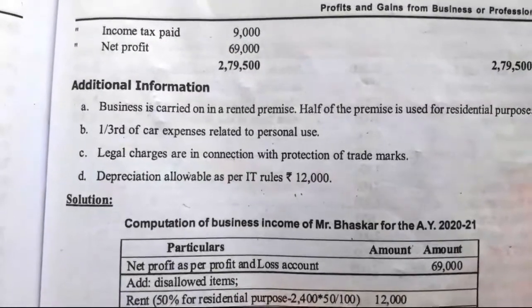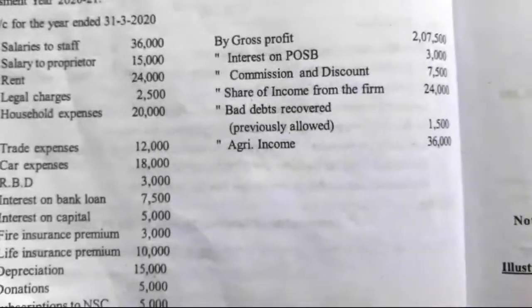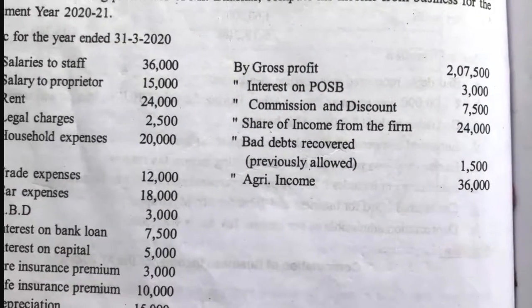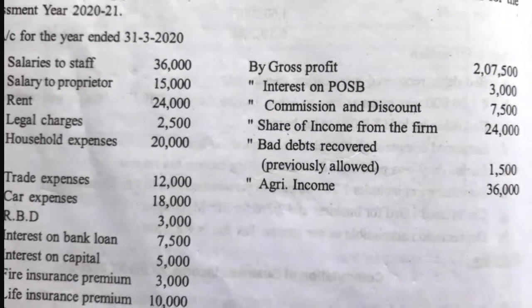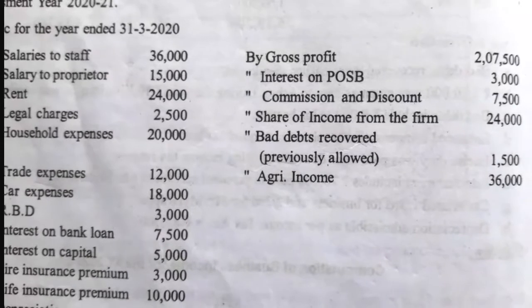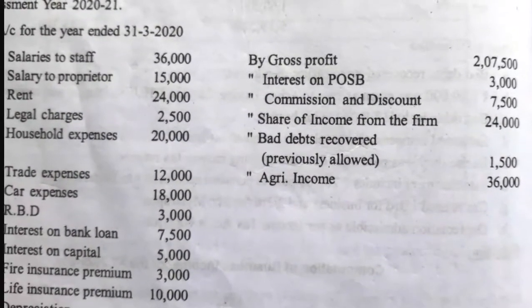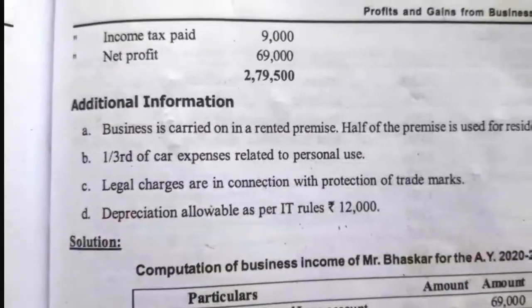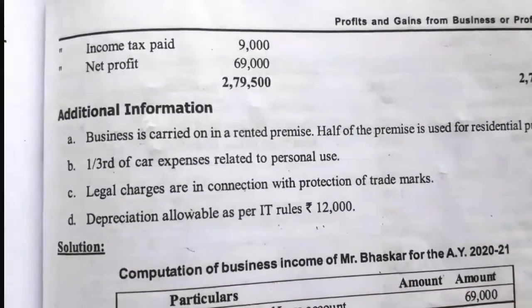Next, continuation, income tax paid rupees 9,000. Next, on the credit side, interest on post office saving bank account rupees 3,000, commission and discount rupees 7,500, share of income from firm rupees 24,000, bad debt recovered previously allowed rupees 1,500, agricultural income rupees 36,000, and net profit is rupees 69,000. So the total of both sides is 2,79,500.